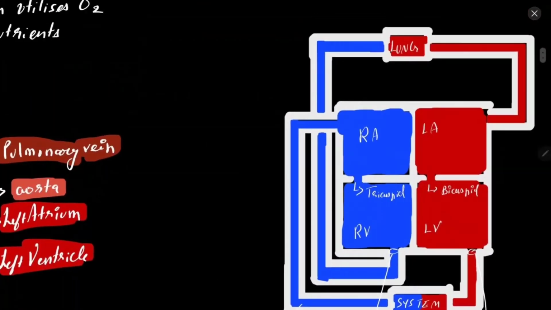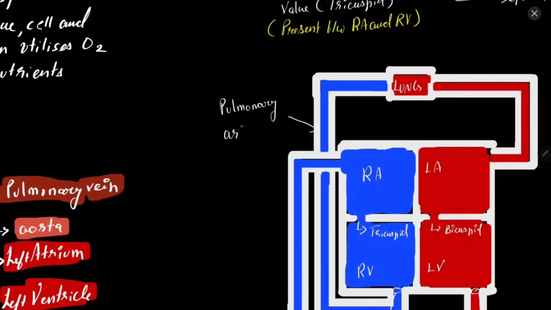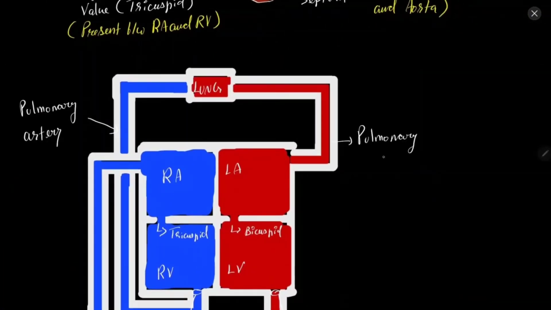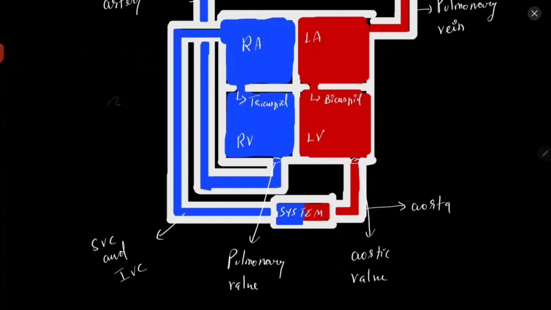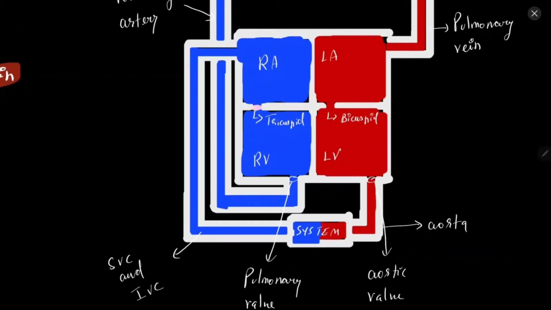You should always remember that ventricles pump blood away from the heart and atrium receives blood from veins. Right atrium receives blood from vena cava and left atrium receives blood from pulmonary vein.